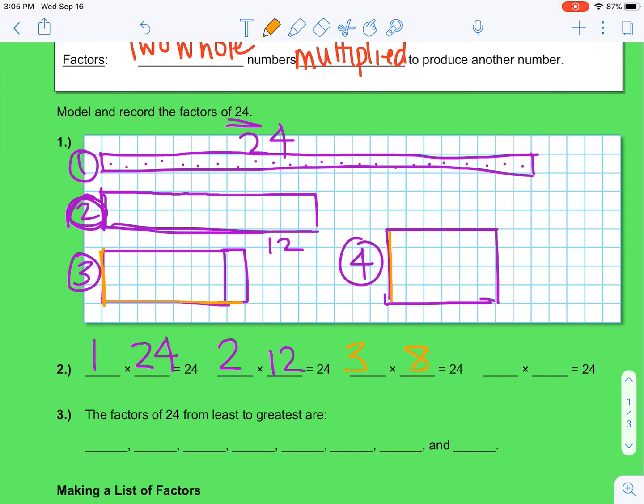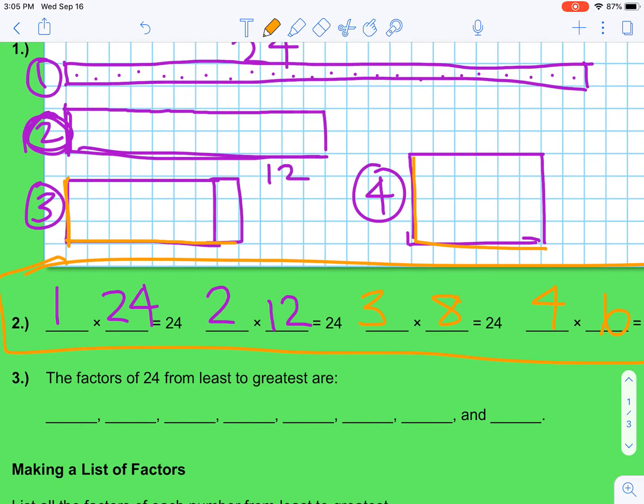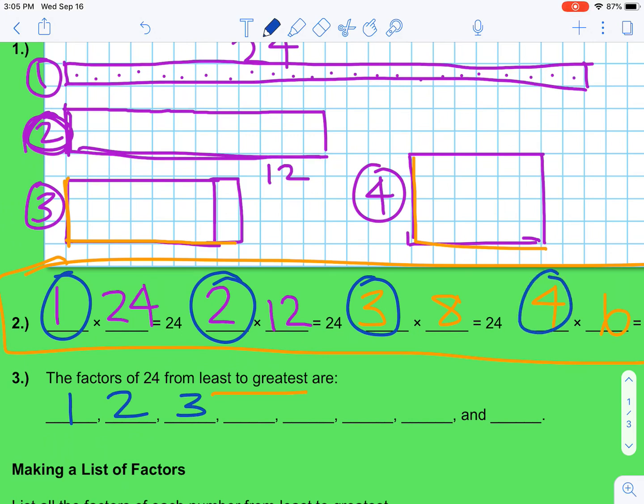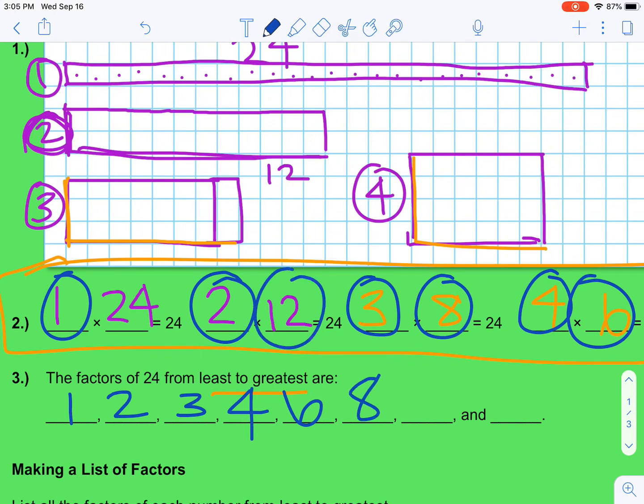And then our last one we came up with was 4 by 6, which is 24. So all of these right here are called our factors, because all of those numbers multiplied together give us 24. So what we're going to do now is we are going to write our factors from least to greatest. So my smallest factor is 1. My next smallest factor is 2, and then 3, and then 4, and then 6, 8, 12, and our last one is 24.